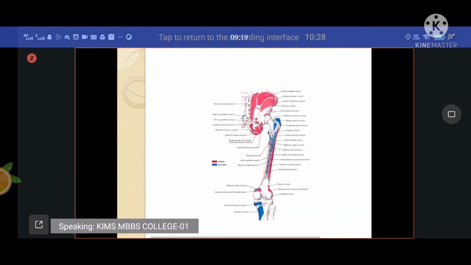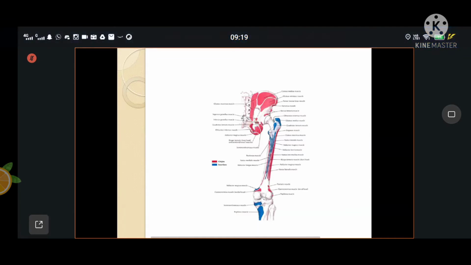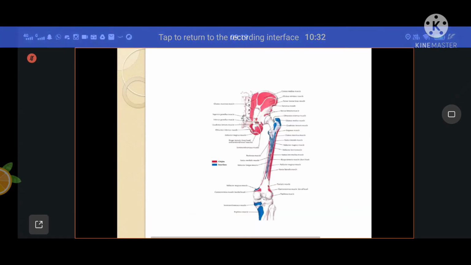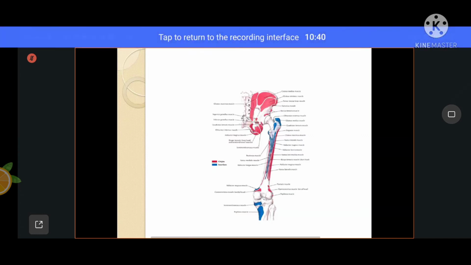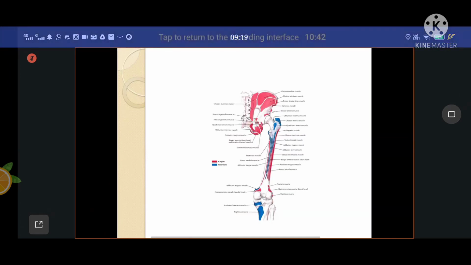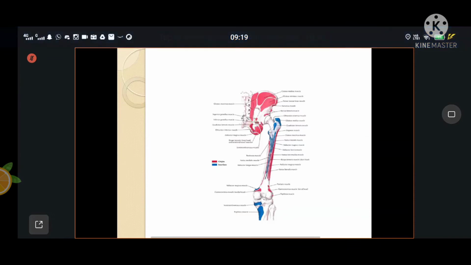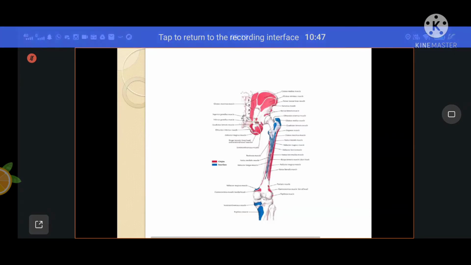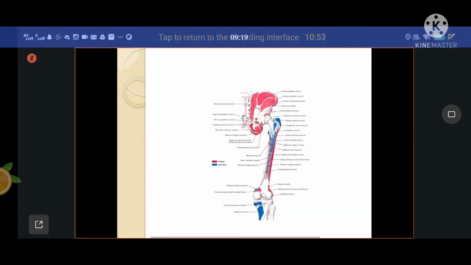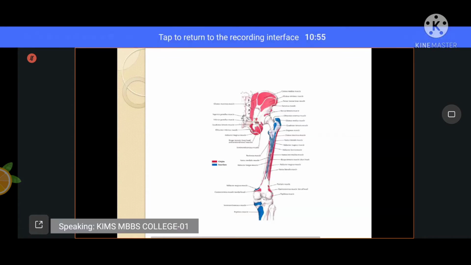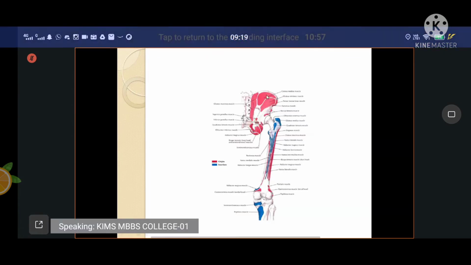So what is the action? Medial rotation of the hip joint, and then what else? The abduction of the hip joint, and also it is helping to stabilize the hip joint when you are walking. That I will tell you how it is. That is a very important question, right? So these are the three actions of the gluteus medius muscle, right?